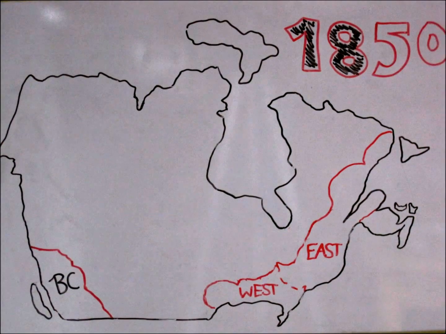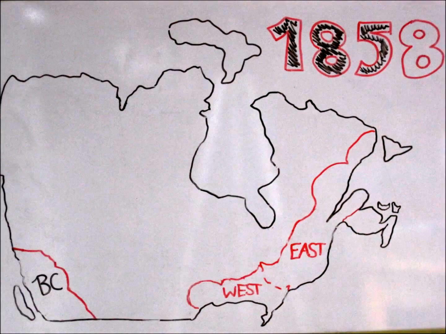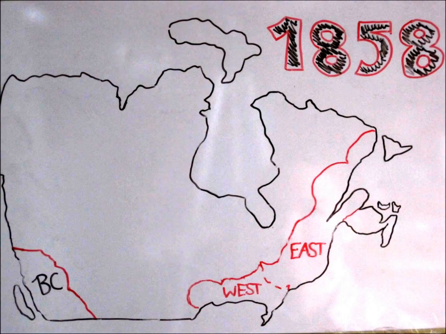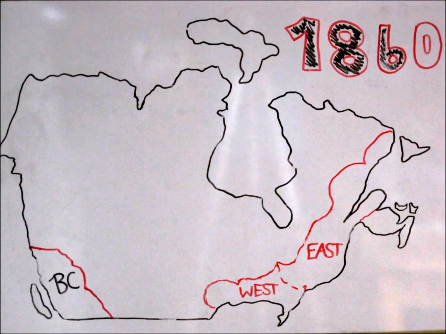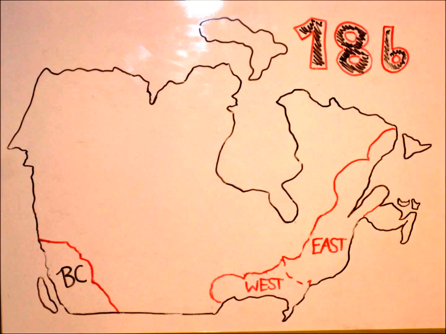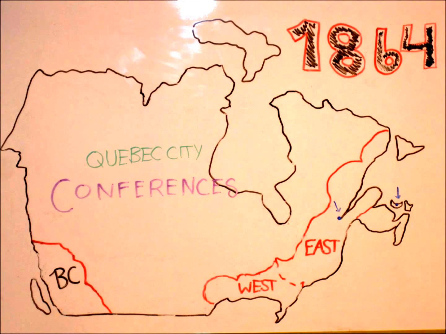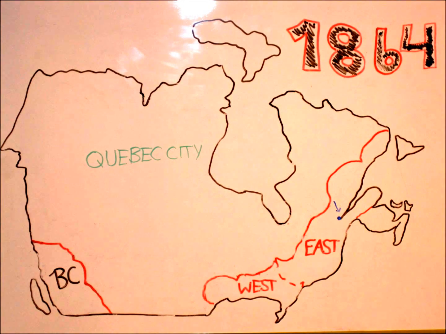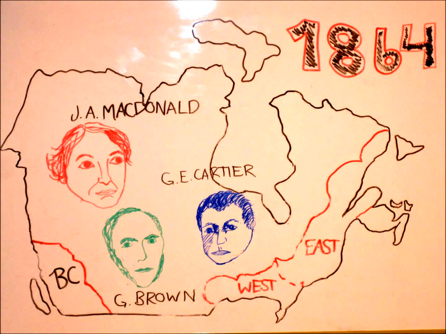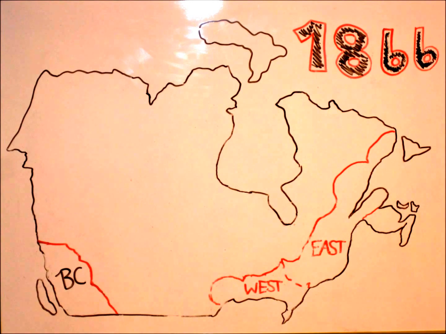The Crown Colony of Vancouver Island was created in 1850, and the Colony of BC was created in 1858. The Cariboo Gold Rush began in 1860, stimulating Canada's economy. The Quebec and Charlottetown Conferences of 1864 planned the birth of a nation, the Dominion of Canada. The goal of the Great Coalition, formed in 1864 by John A. Macdonald, George Brown, and George Etienne Cartier, was to push for Confederation and unite the nation of Canada.